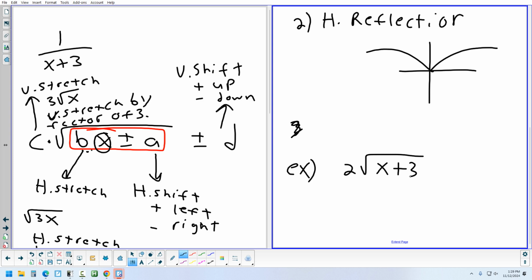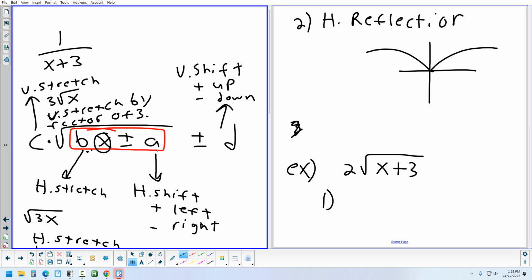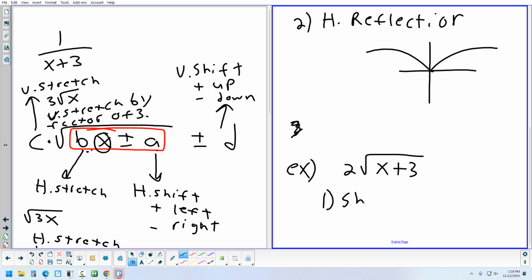What's the first thing that's happening? There's a horizontal shift of 3. Yep, so you have to look at them in that order. Start with A. It's a plus, so it's going to the left. So shift left 3. Now, is there anything in the B spot? No, but there's something in the C. Other than a 1 there, there's nothing. So we can skip B.